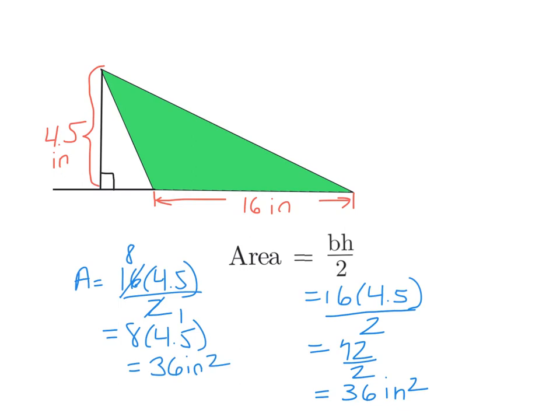Now, the biggest problem with finding the area of triangles is this right here, and that is dividing by 2. A lot of times students will forget to divide the area by 2, and then what they're actually calculating is the area of a rectangle or a parallelogram. So remember to always divide by 2 to find the area of the triangle.